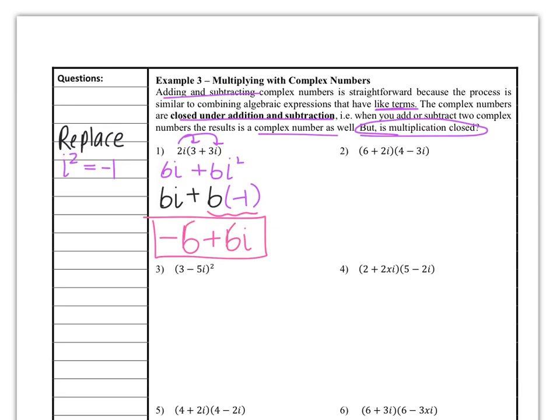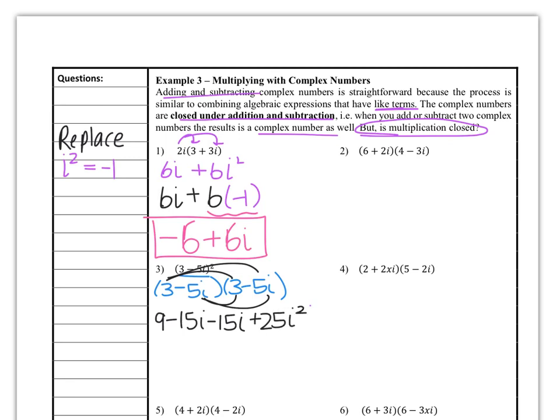Okay, so we're going to skip number 2 for now because we'll see another example like that in just a bit. And we're going to look at number 3. Number 3 has this whole quantity squared, so that means write it out twice. 3 minus 5i times 3 minus 5i. And of course you know that you should double distribute. So 3 times 3 gives us 9. 3 times negative 5i is negative 15i. Negative 5i times 3 is, again, negative 15i. And then negative 5i times negative 5i is positive 25i squared.